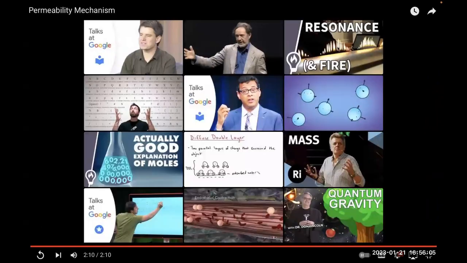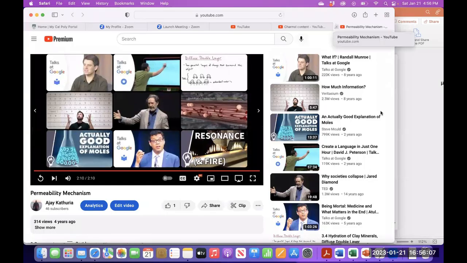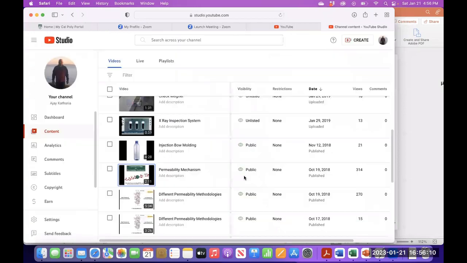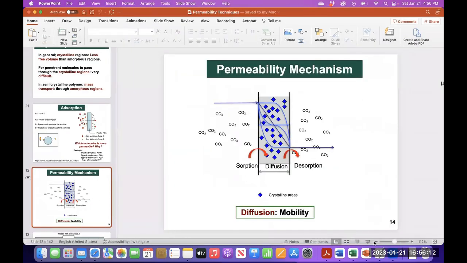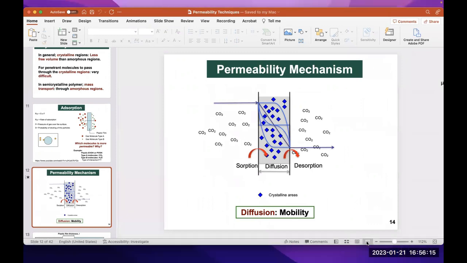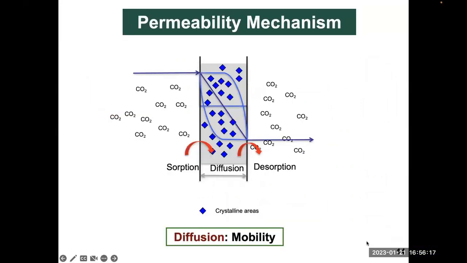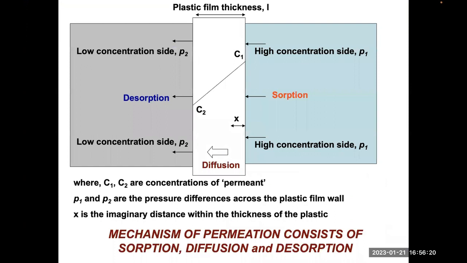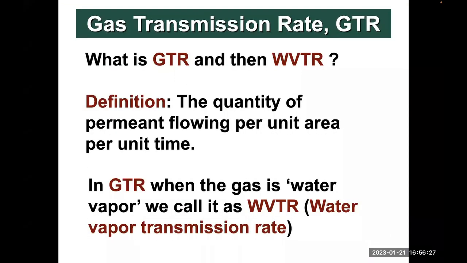Okay, so I hope the animation was helpful. Particularly, the video talked a little bit about the permeability mechanism. In addition, it talked about the transmission rate and permeability coefficient, right? So what is this term transmission rate? As the video mentioned, how many molecules are passing through per unit area per unit time, right?